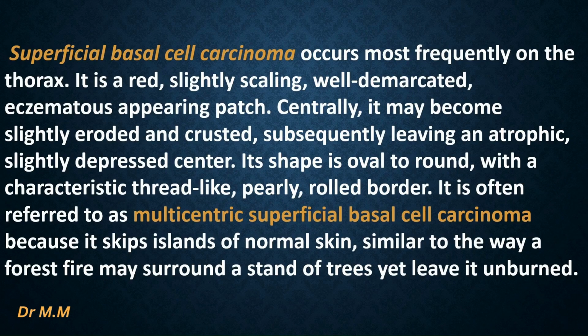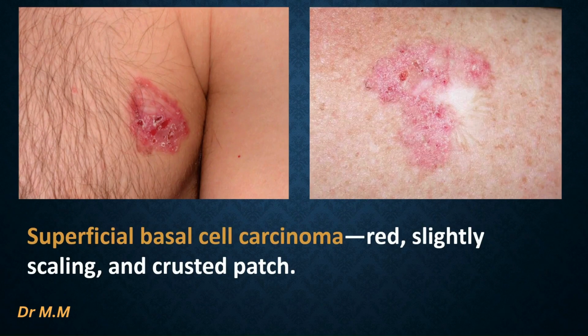It is often referred to as a multicentric superficial basal cell carcinoma because it skips islands of normal skin, similar to the way a forest fire may surround a stand of trees yet leave it unburned. Here we can see superficial basal cell carcinoma. We have a red, slightly scaling, and crusted patch.